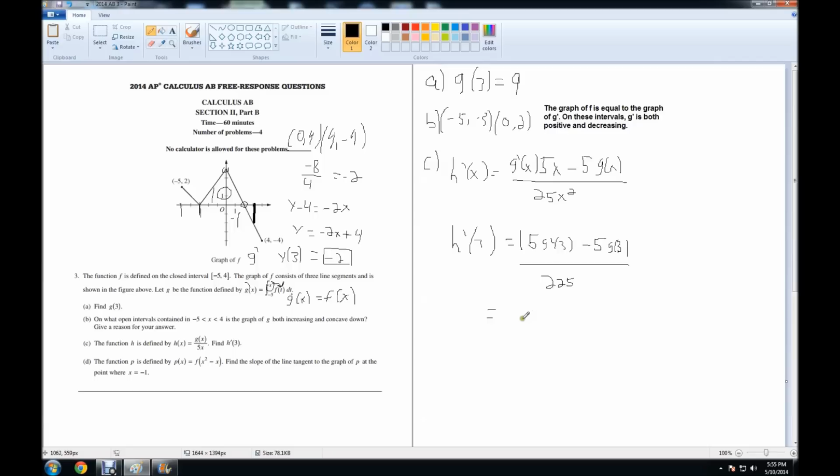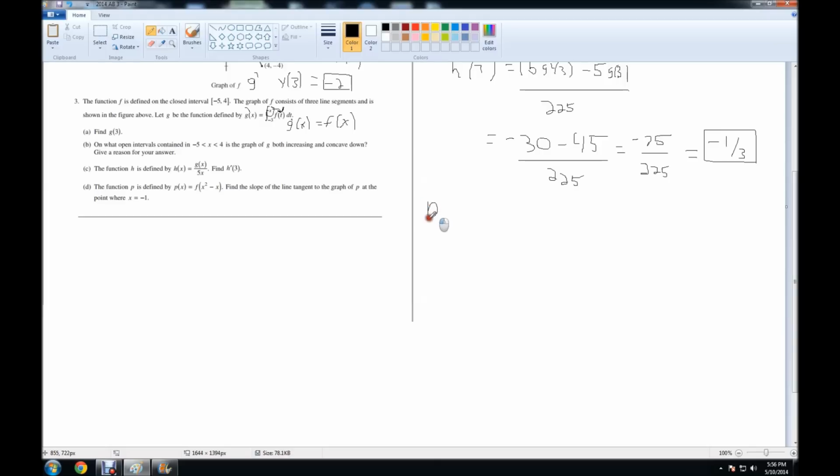So 15 times negative 2 is negative 30. Minus 5 times g of 3. Now, we already found g of 3. That was the answer to part A, which is 9. So minus 5 times 9, which is 45, all over 225. That is equal to negative 75 all over 225, which reduces to negative 1/3. Oh, that cleaned up nicely. So the answer to part C is negative 1/3.